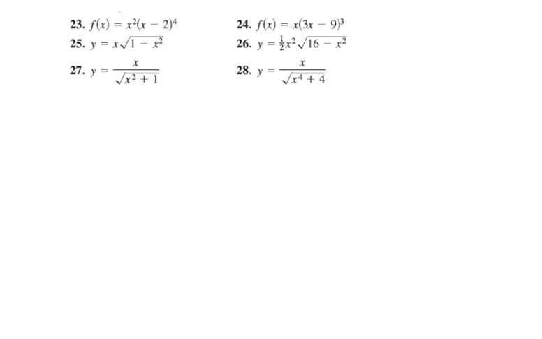23 can't really be rewritten in any way. We're going to have to use the product rule and a chain rule within the product rule. So let's see how that works. We'll have f prime of x equal to, we have a product rule, we need to break that down into factor 1 and factor 2. So x squared will be 1, (x minus 2) to the 4th power will be 2, and the product rule is 1 d2, or the first times the derivative of the second.